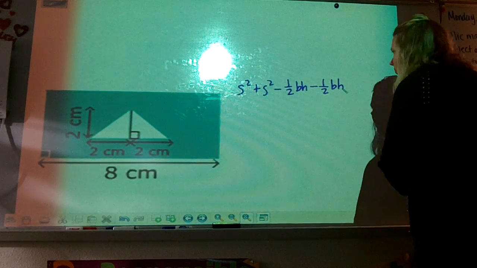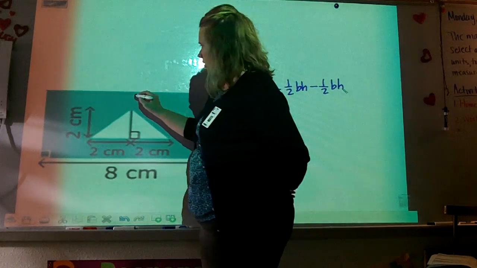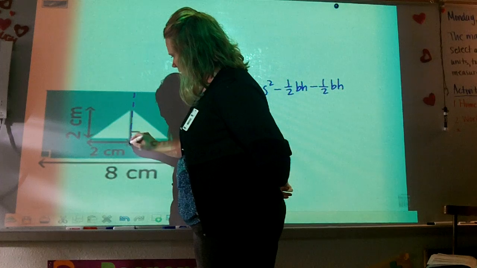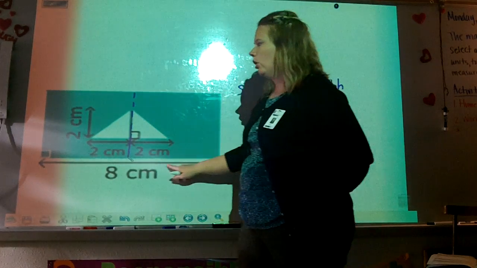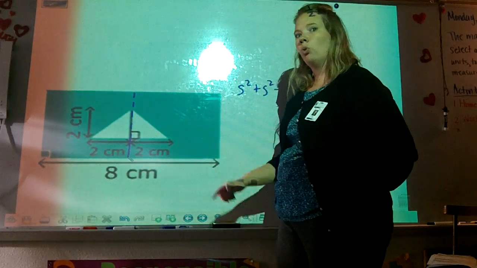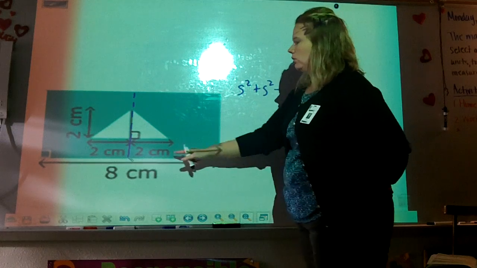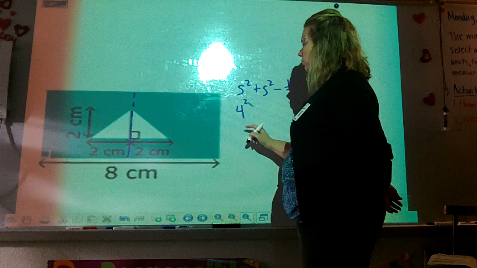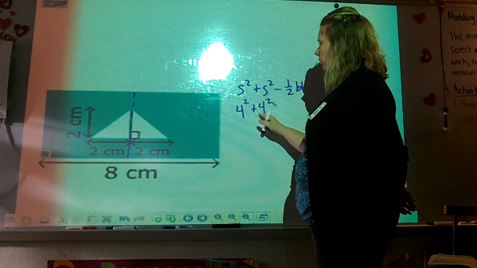Alright, so now I look at my figure and I say, okay, the side of my square. I didn't need to draw in that square again. One side of my square, if the total is 8 centimeters, then one of the squares is going to be 4 centimeters. So one side is 4 centimeters and the other side is 4 centimeters. 4 squared plus 4 squared.